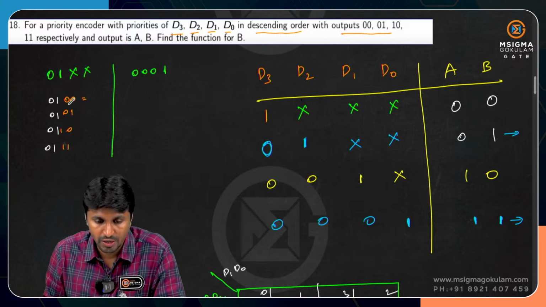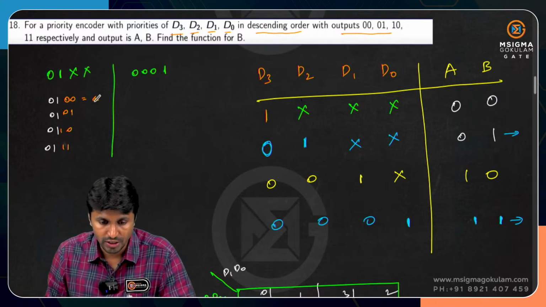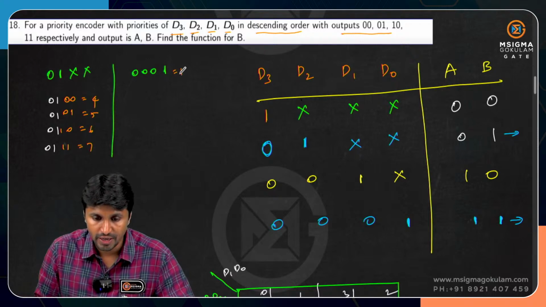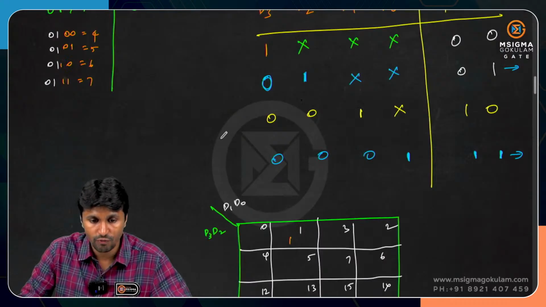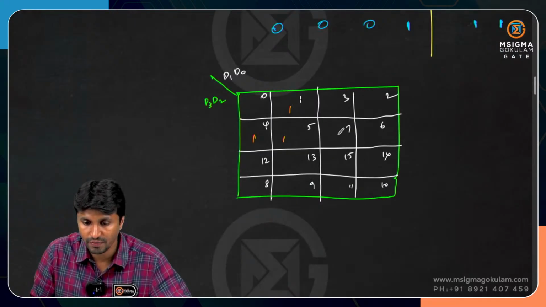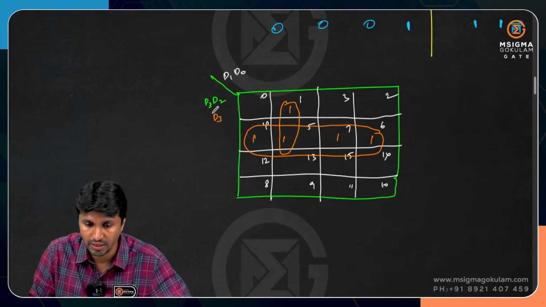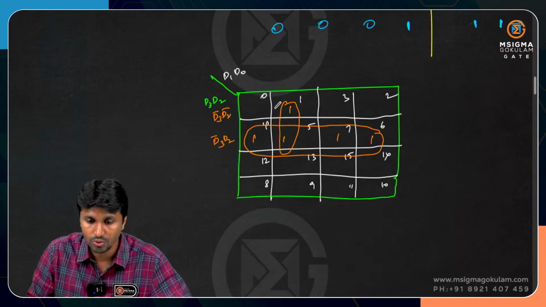So therefore what is the decimal equivalent? So 0 1 0 0 is nothing but 4, this is 5, this is 6 and this is 7, right? And this is simply 1, right? So therefore 1, okay, this is 1, 4 5 6 7, right? So therefore group them. So therefore this is one quad and this is one pair. So therefore this is nothing but D3 bar, D2 bar, this is nothing but D3 bar, D2, right? And what about this one? This is D1 bar, D0 bar and this is D1 bar and this is D0, right?